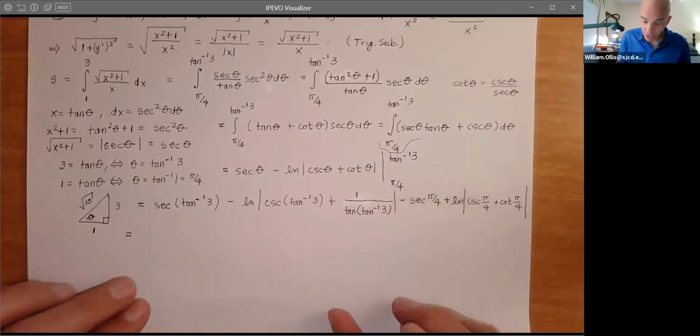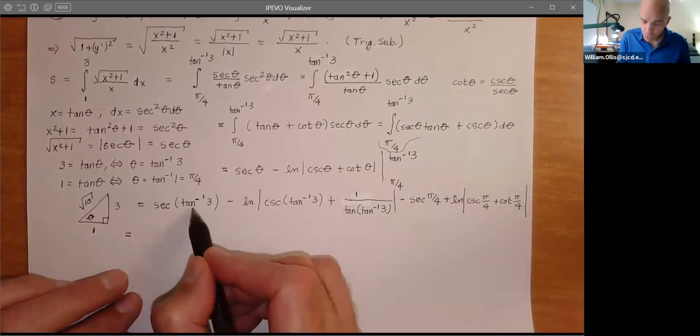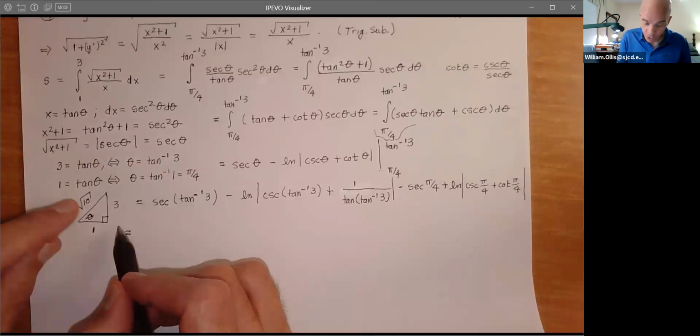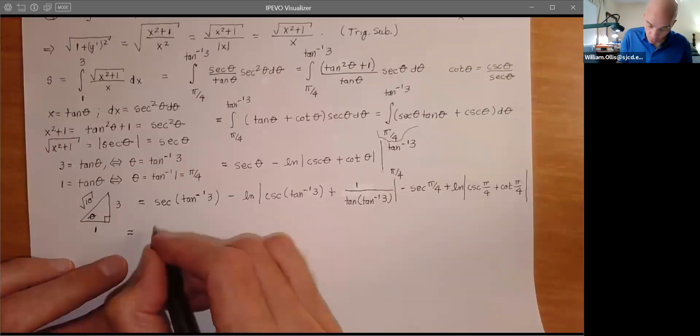So now we can use the triangle. So we have theta here. So we have hypotenuse over adjacent. So that's square root of 10.